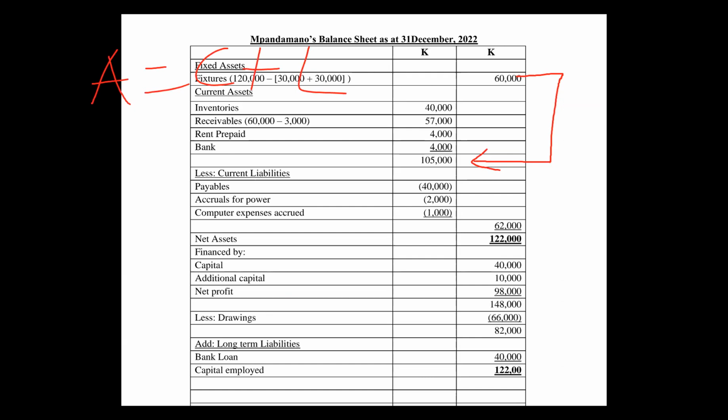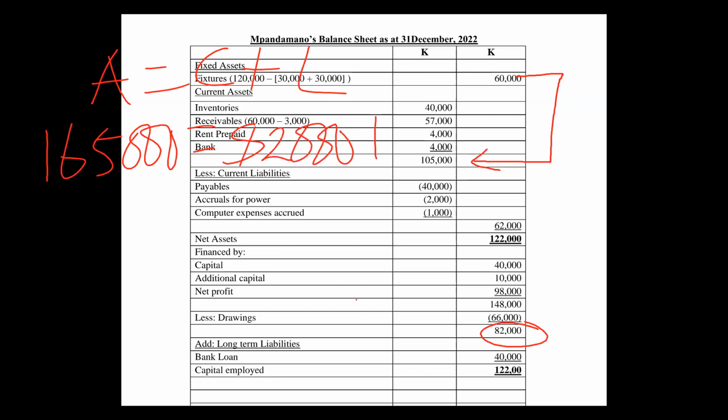That's 165. 165,000. It should be equal to capital. On total capital, we have got 82,000, plus the liabilities. Liabilities that we have: the current liabilities and the long-term liabilities. Remember that.